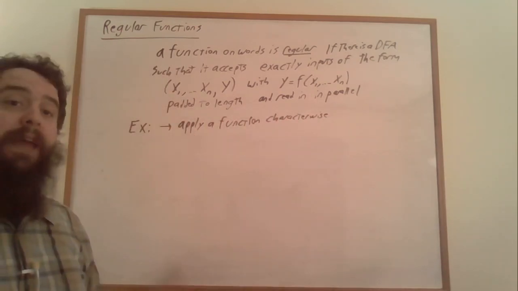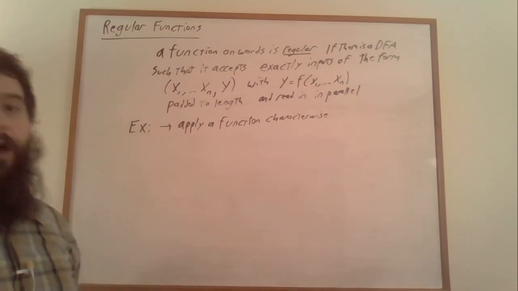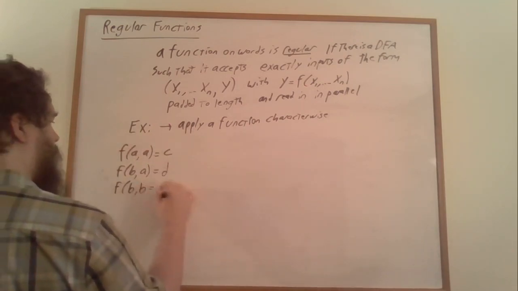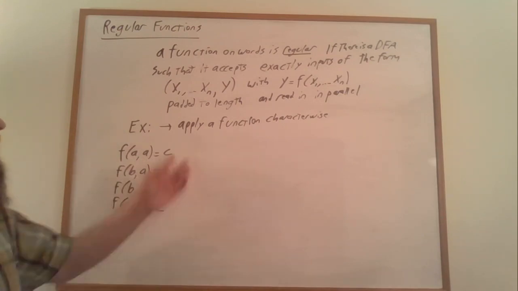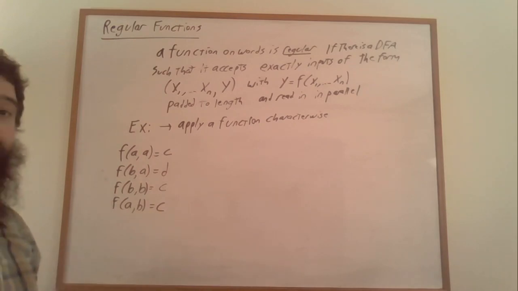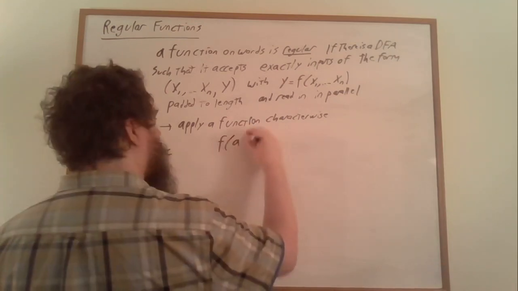One of the really basic regular functions is one that applies a function character-wise. Suppose that we have a function that takes in two characters from the alphabet AB and spits out a character from the alphabet CD. We can then apply this function character-wise to two words of equal length.